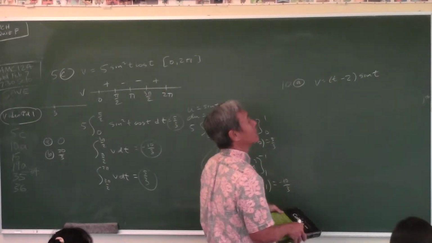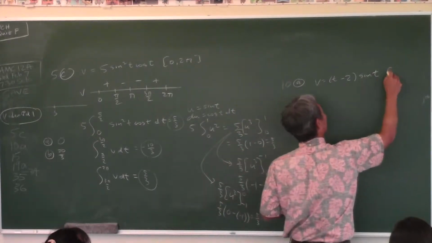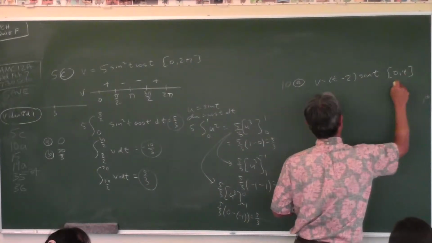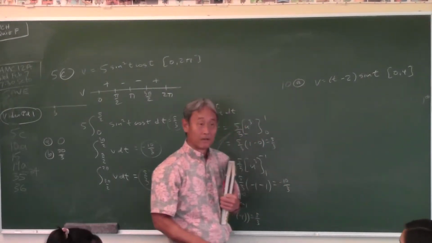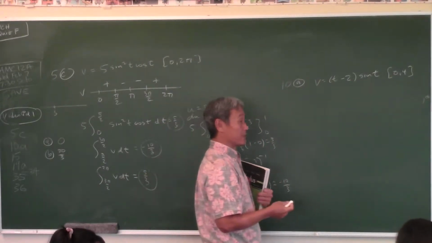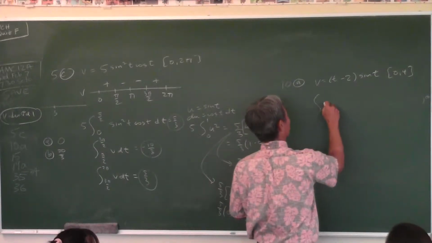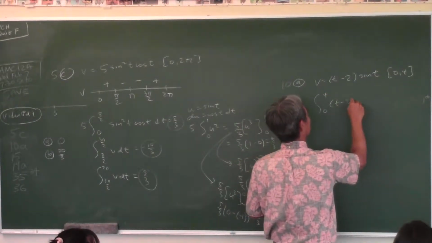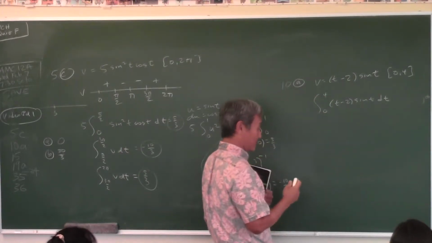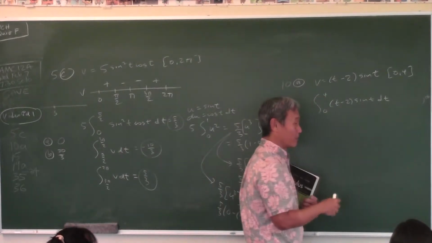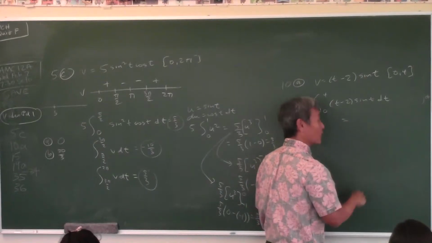Integral from 0. Okay, look how easy this is. How do you enter this on your calculator? Okay, what integral represents the displacement? The integral from 0 to 4 of t minus 2 sine t dt. When you take the AP exam, this is what's going to happen. You write the integral, you get 1 point. You compute the integral, you get the other point.